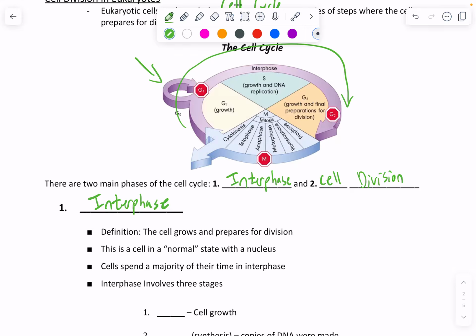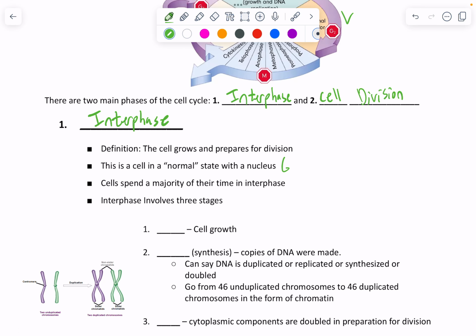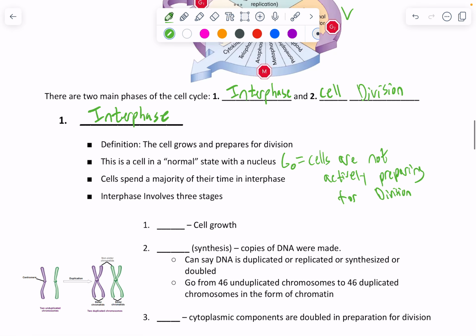We also talk about, if you look at the graph, there's this section over here where it looks like it goes off to the side. This is called G0. And so G0 is where cells are not actively dividing or not actively preparing for division. So many cells can just stay in G0 for a long time and don't need to divide in the organism. But if a cell does need to divide to replace damaged cells or just to develop or grow an organism, it's going to involve three stages.